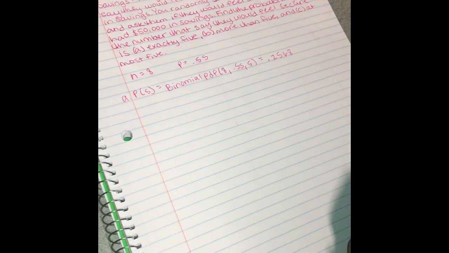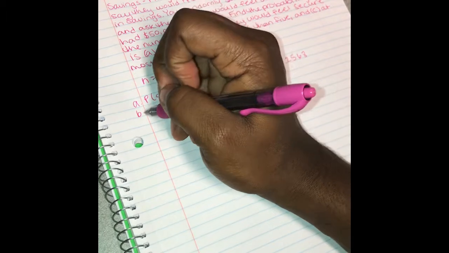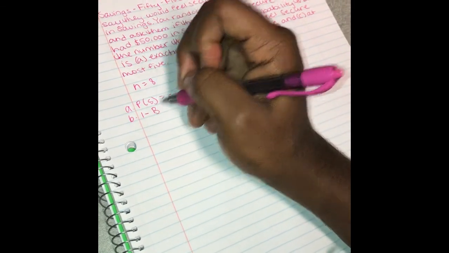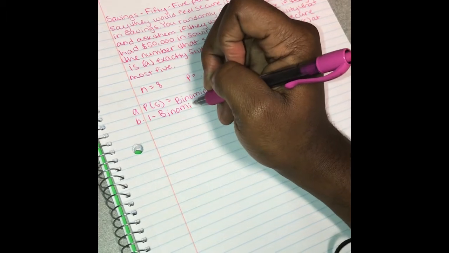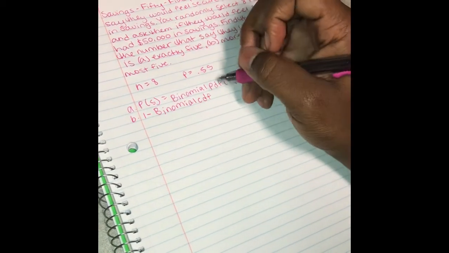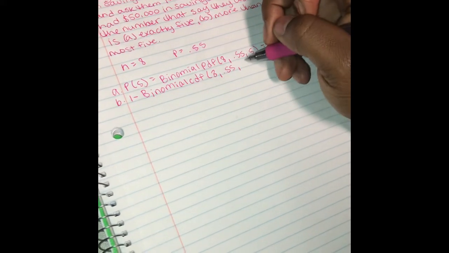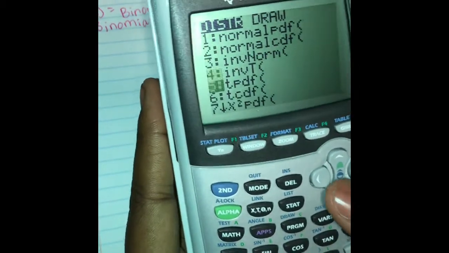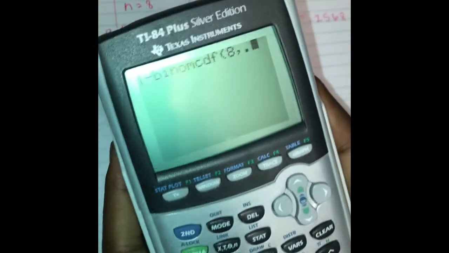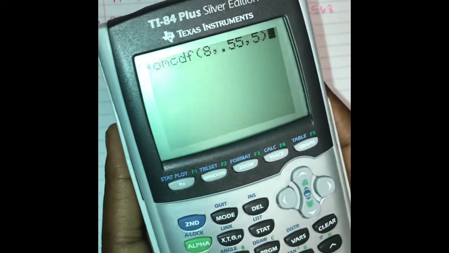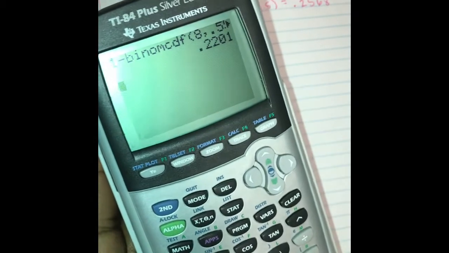For part B, we will do 1 minus binomial CDF, parentheses 8, 0.55 and 5. And then we plug that in on our handy dandy calculator. Once again, we put 1 minus second distribution, but we go to binomial CDF, and then we plug in these numbers, 8, 0.55 and 5. And you get 0.2201.